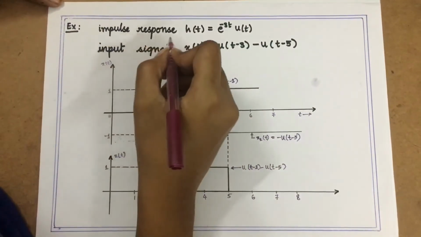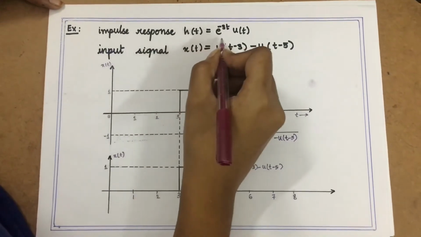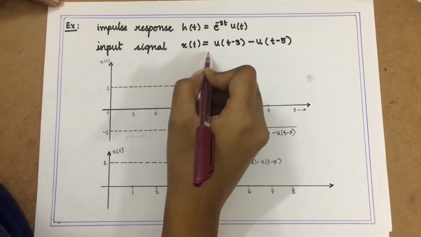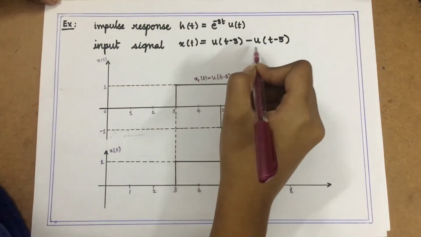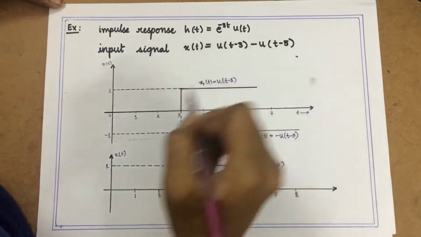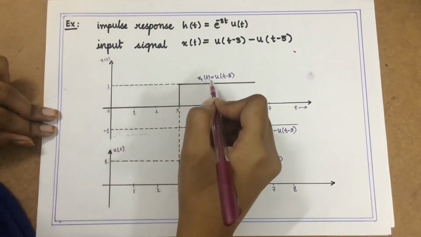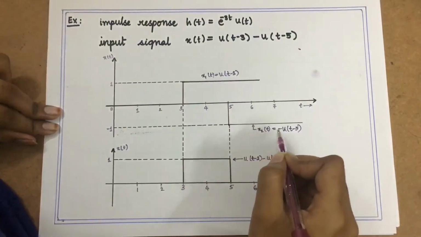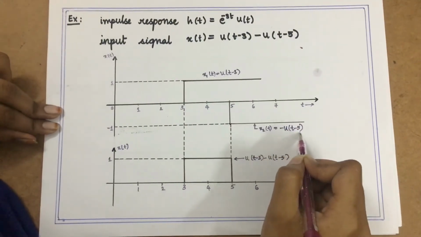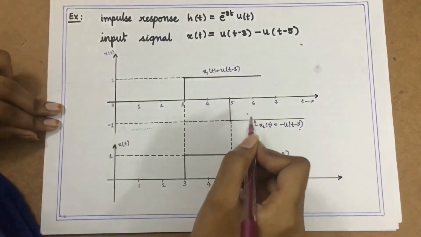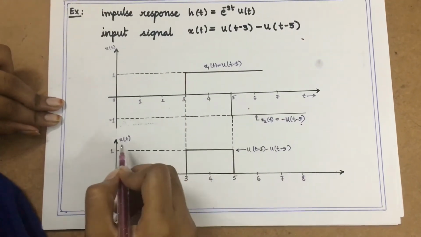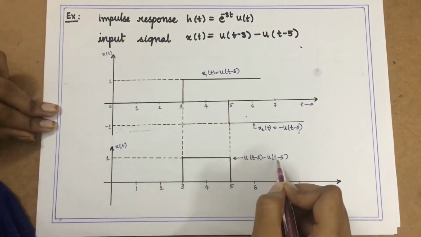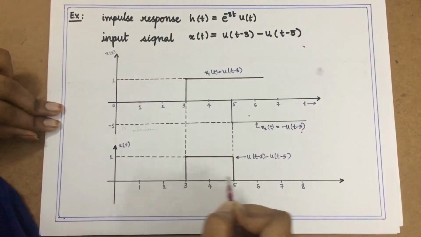If we are given an impulse response h(t) equal to e^(-3t) u(t) and an input signal x(t) equal to u(t minus 3) minus u(t minus 5). Then, drawing the graphs for x1(t) which is equal to u(t minus 3) and x2(t) which is equal to minus u(t minus 5), we get this graph. Adding these two graphs, we get the final graph x(t) which is equal to u(t minus 3) minus u(t minus 5), which ranges between 3 to 5.